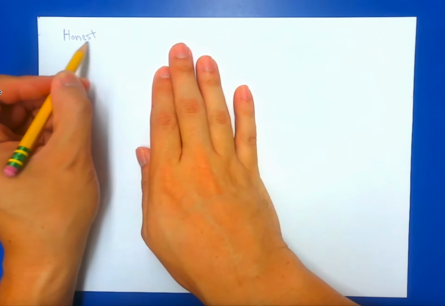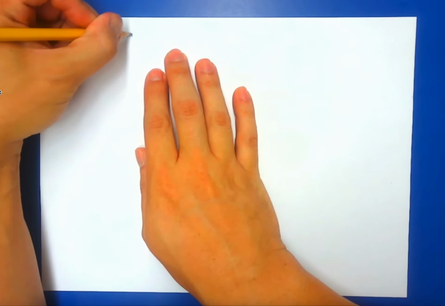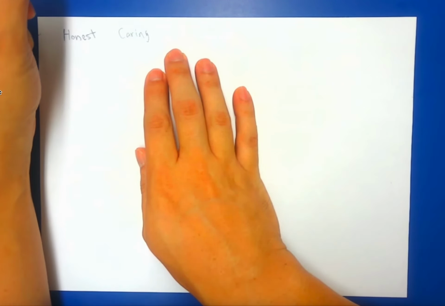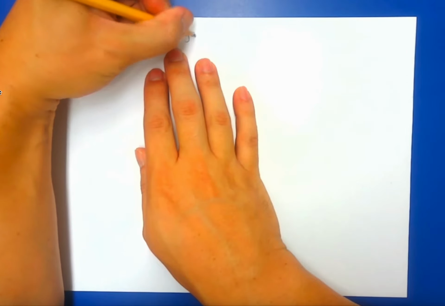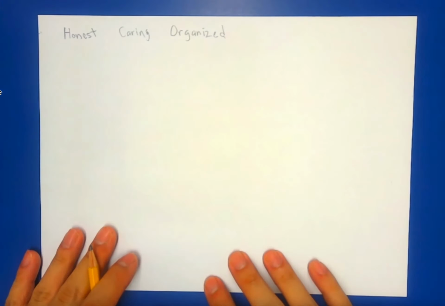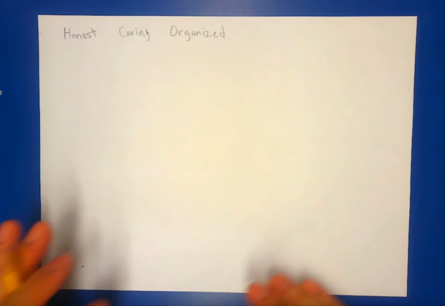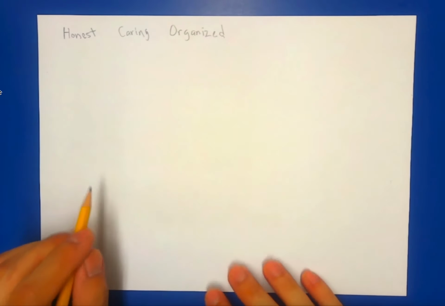So honest could be one. Caring could be another. Let me see. Organized. Yeah, I do feel like I'm somewhat organized. So feel free to just write down words to brainstorm some ideas, maybe 3 or 5 of them. Just for the sake of time, though, I'm just going to go with the word honest.